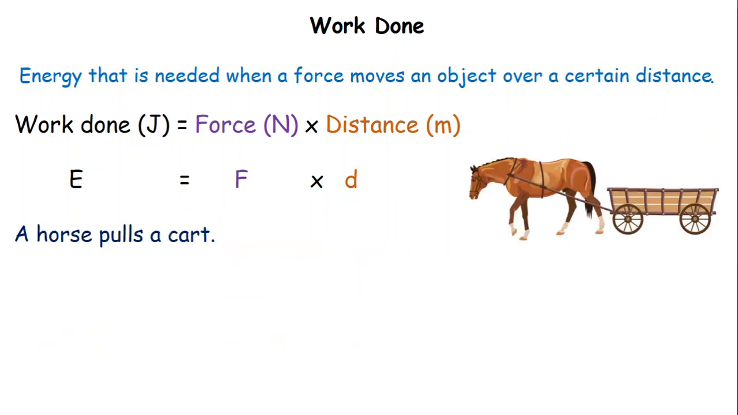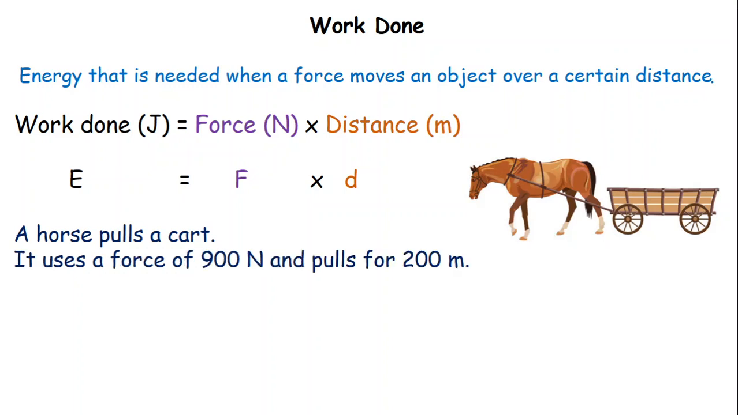Now let us look at a second example. A horse pulls a cart. It uses a force of 900 newtons and pulls for 200 meters. Calculate the work the horse has done. Now you can pause the video, grab a piece of paper, and have a go at calculating the work done for the horse yourself. You can use the equation for work done at the top.